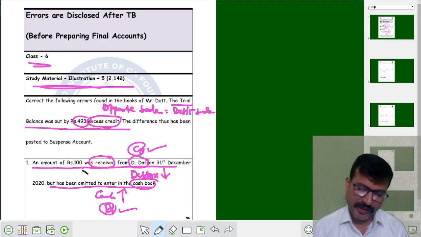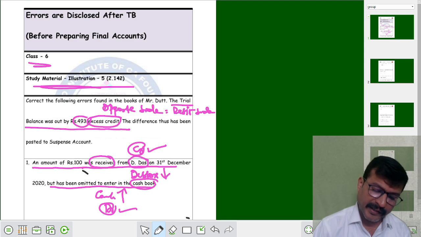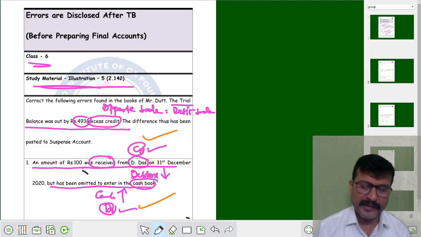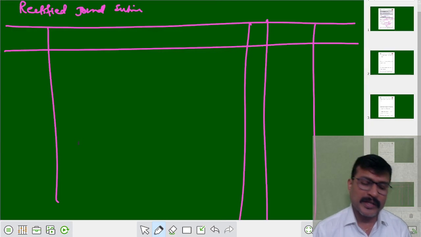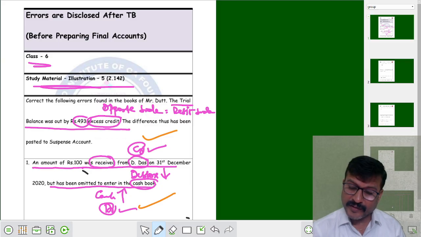Shift the wrong in the opposite place. There is no wrong thing, right? Both are correct. You take it in the credit side, you take this in the debit side. Then what's the journal entry? Cash account debit to D Das account. That is the answer for the first point.